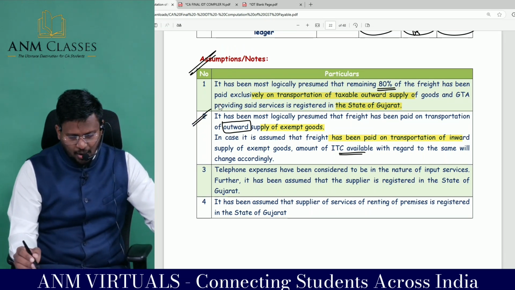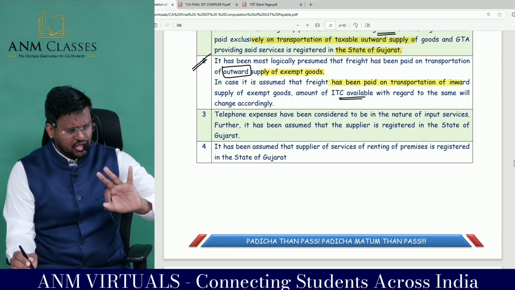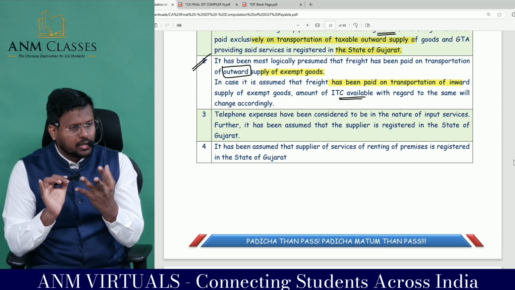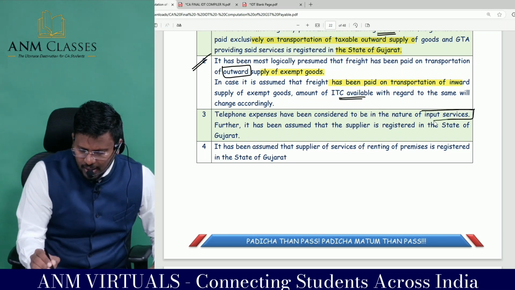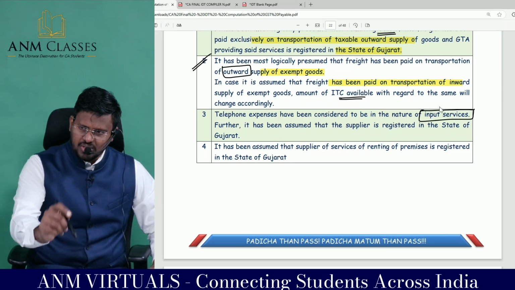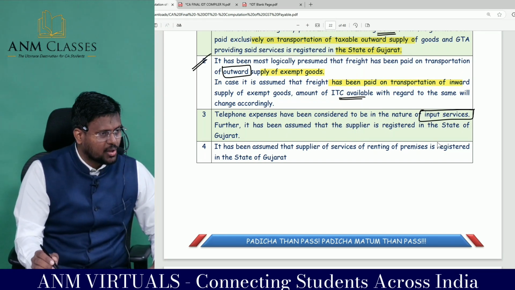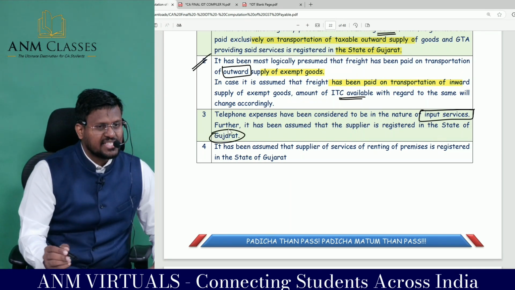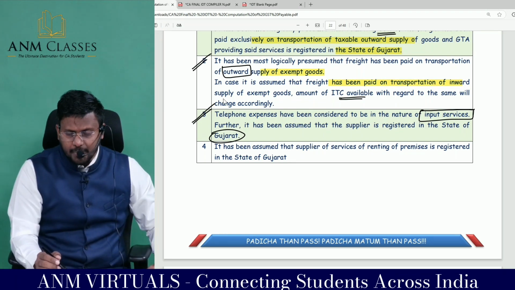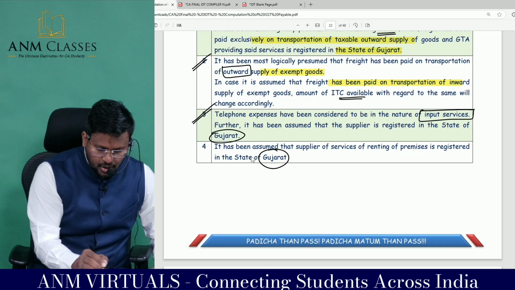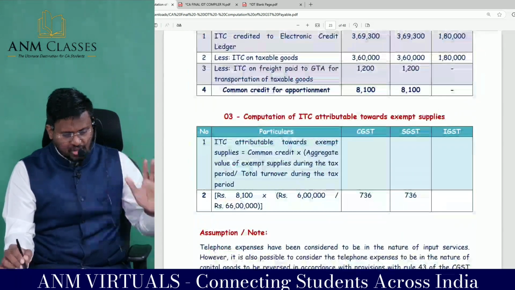Telephone expenses have been considered to be in the nature of what services? We are having only 3 options. Either we have to treat it as input or input services or capital goods. So telephone has been assumed to be input services. Once it becomes input services, you are entitled to take ITC. Further, it has been assumed that the supplier is registered in Gujarat. Then only CGST and SGST will be applicable. It has been assumed that the supplier of service of renting of premises is registered in the same state, then only CGST and SGST is applicable. These are the 4 assumptions, my dear lovable students.